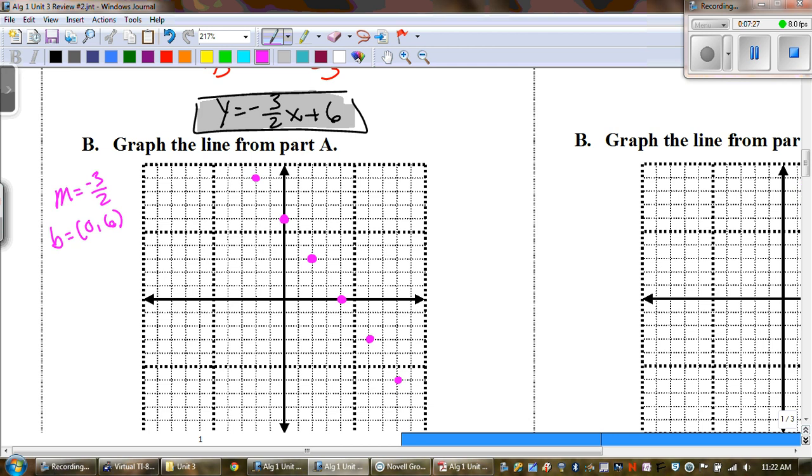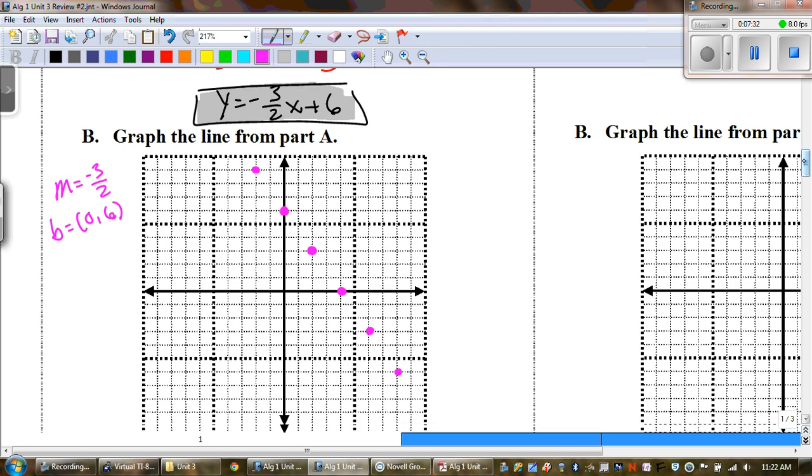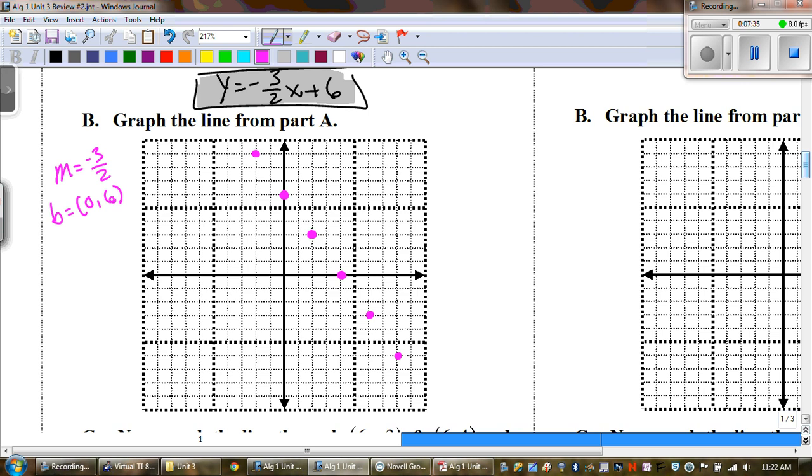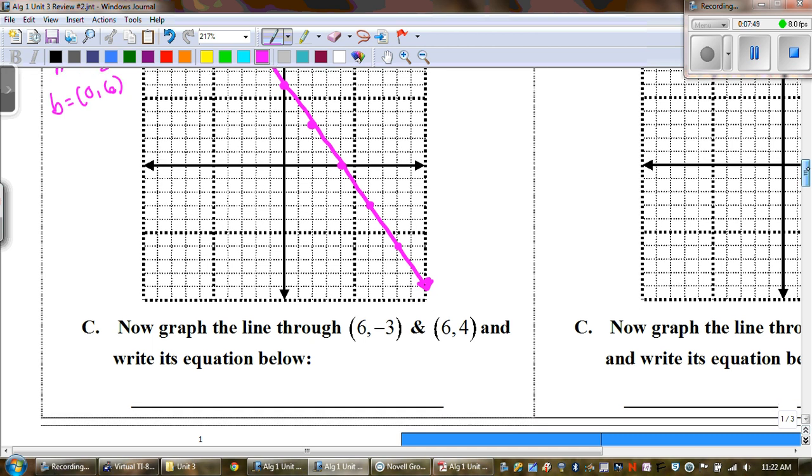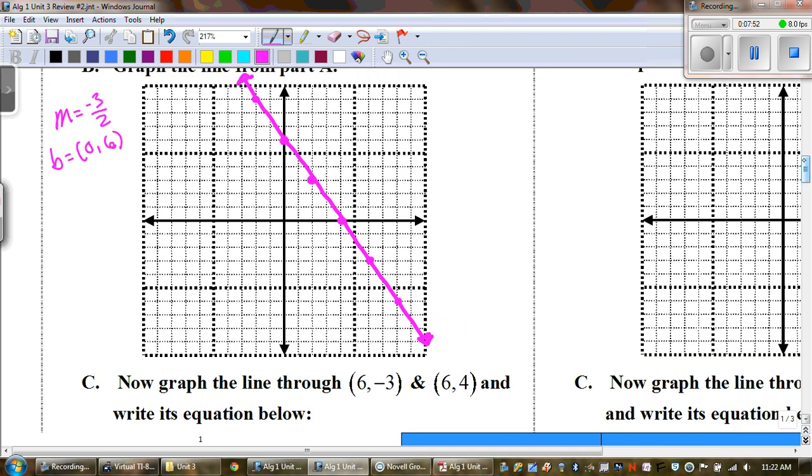And then the final part, we have to connect our lines. I'm looking for my ruler right now. Draw the line. There we go. Okay. Now it says now graph the line through 6, negative 3, and 6, 4. Okay, so I'm drawing a new line. So we've got 6, negative 3, which is right there, and 6, 4. They want me to graph that line. So here we go. My ruler's all set.